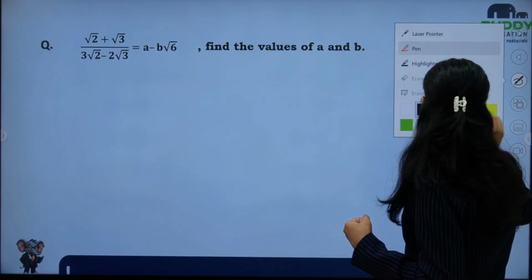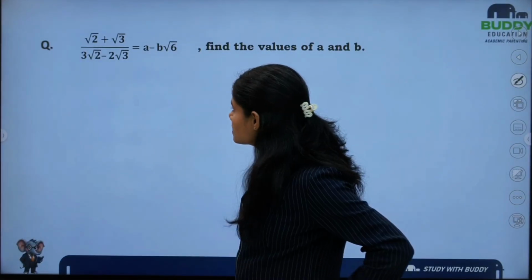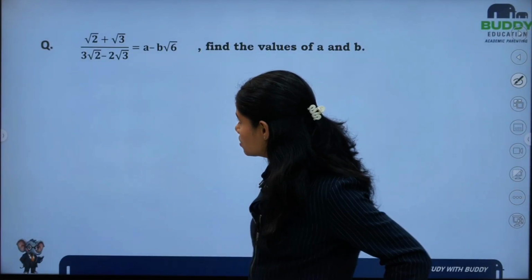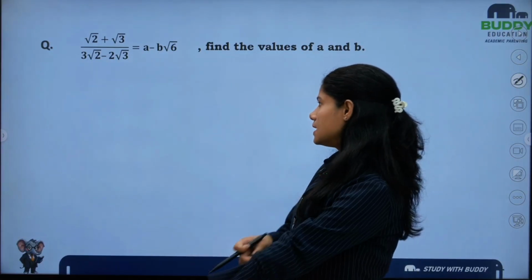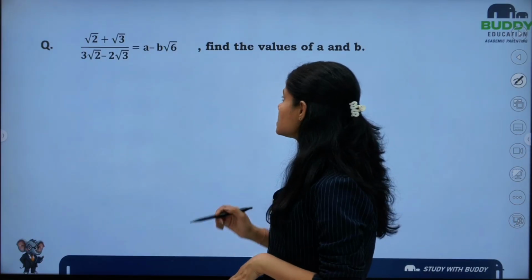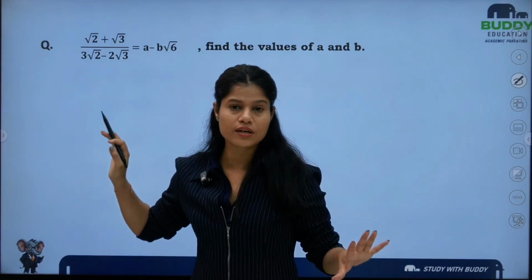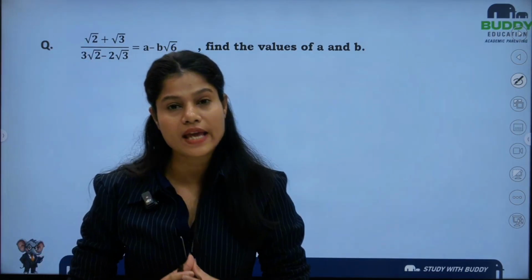All right, a very, very good question. Again, the question is that (√2 + √3) divided by (3√2 − 2√3) is equal to a − b√6, and you can see a and b are unknown here, so they want us to find the values of a and b.